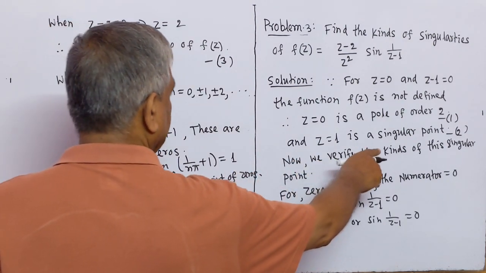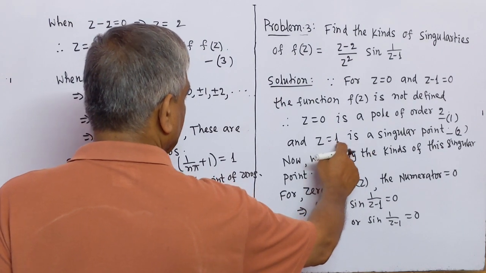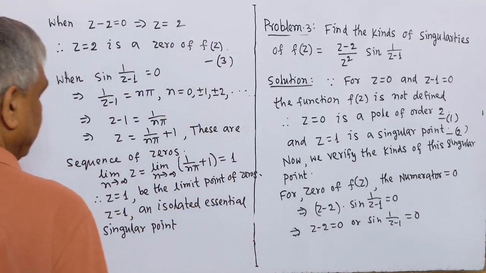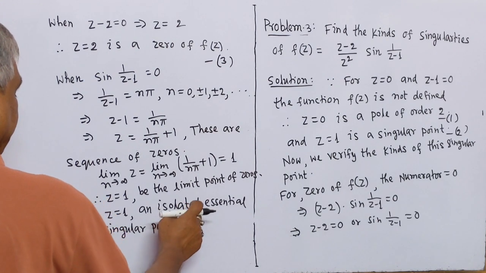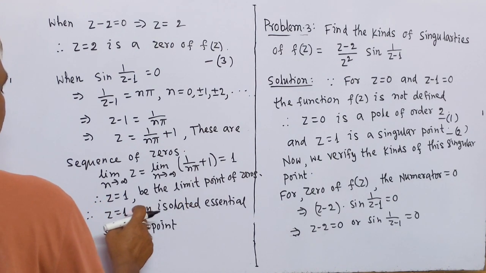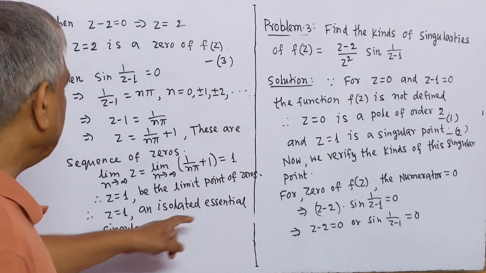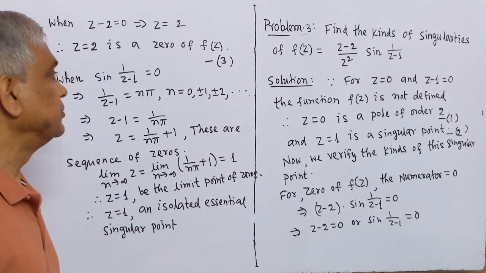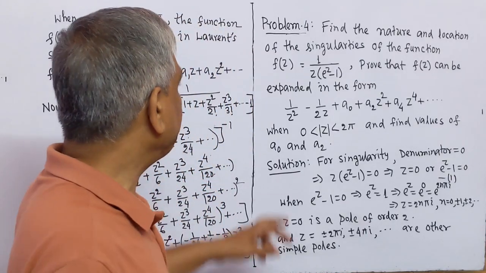Here in 2 we have declared that z equal to 1 is a singular point, and we have verified here that z equal to 1 is an isolated essential singular point. Now we solve the next problem.